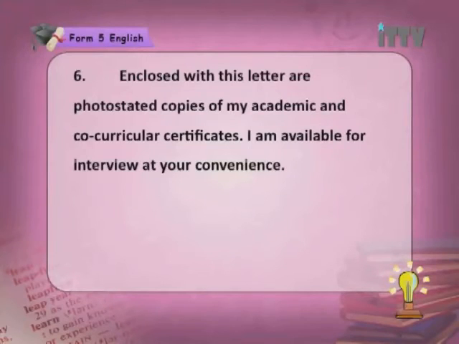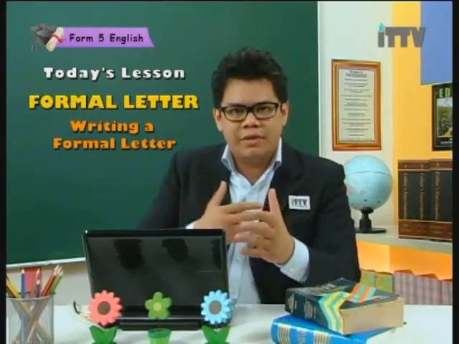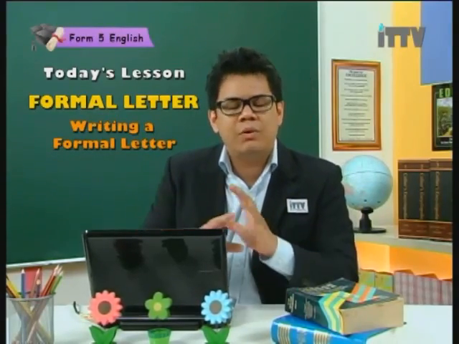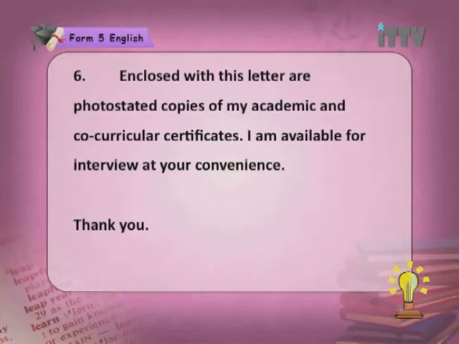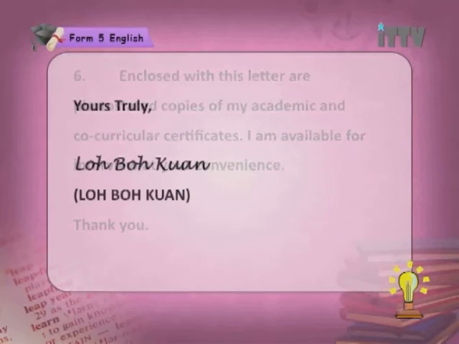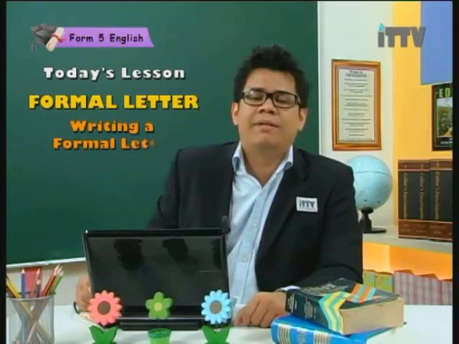And finally, in paragraph 6, I enclose with this letter photostated copies of my academic and co-curricular certificates, and I am available for your interview at your convenience. So here, we tell them that we have also included other documents for them to look through, and we tell them that we are ready for the interview anytime. We end with thank you, and of course, yours truly. You sign off, but remember, your name must be printed properly. And with that, we have finished writing a formal letter.